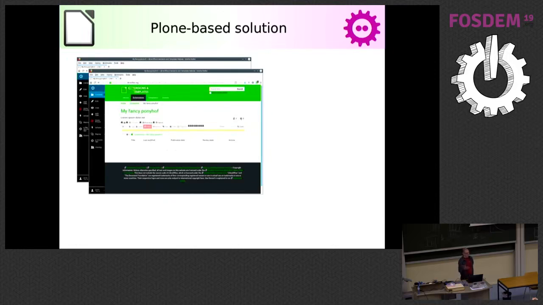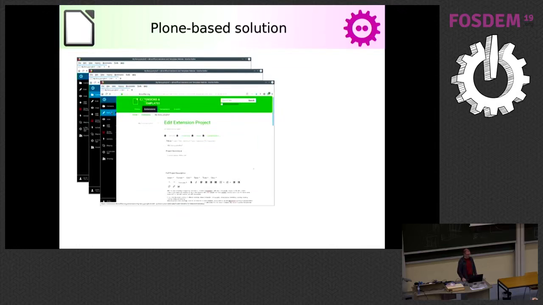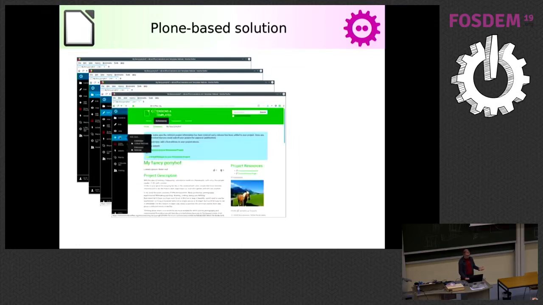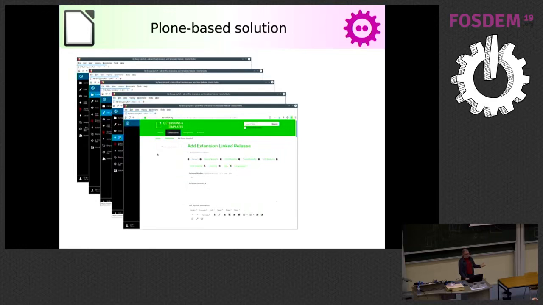This is apparently some editing feature. You get additional information to the project that you created, including a delete button. It's not what we want. So the second part is edit extension project. No. The next one, it's a submenu where you can create a linked release.